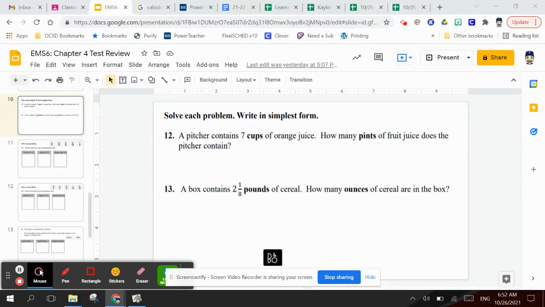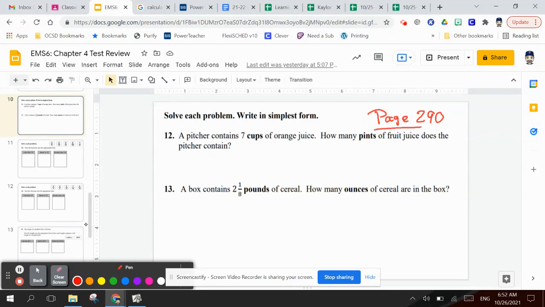Chapter 4, Test Review, Part 2. Numbers 12 and 13, we need to make sure that we look at page 290 in our math journal. It's the best way to help you out with these, so that way you know how to use your conversions.